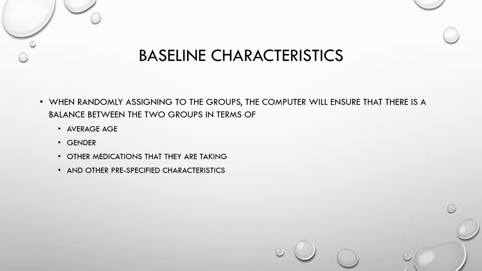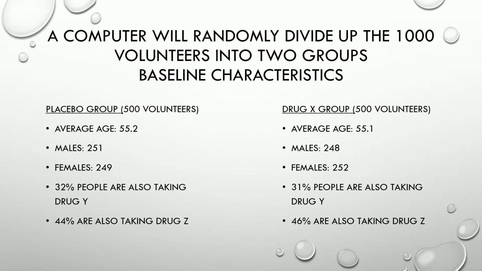What are baseline characteristics? When randomly assigning to the two groups, the computer will ensure that there is a balance between the two groups in terms of a number of factors, including the average age of the people, their genders, other medications that they're taking, and other pre-specified characteristics.